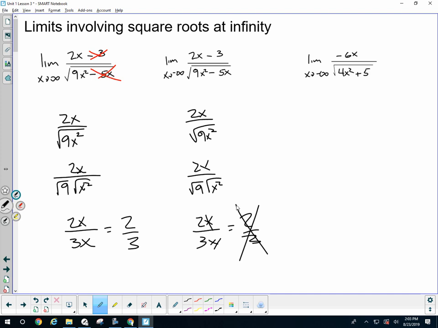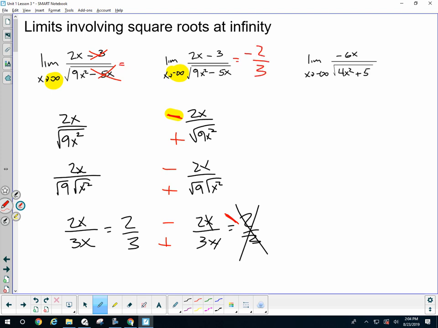Here's the difference between the two, which will lead to different answers. What's 2 times a negative value? A negative. What's a negative value squared? Negative 2/3 is the answer.